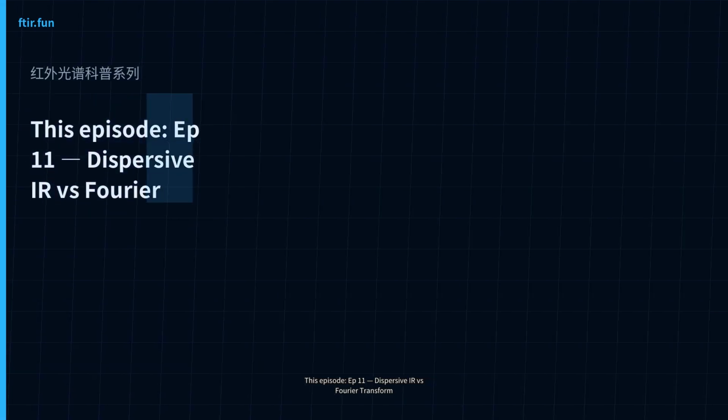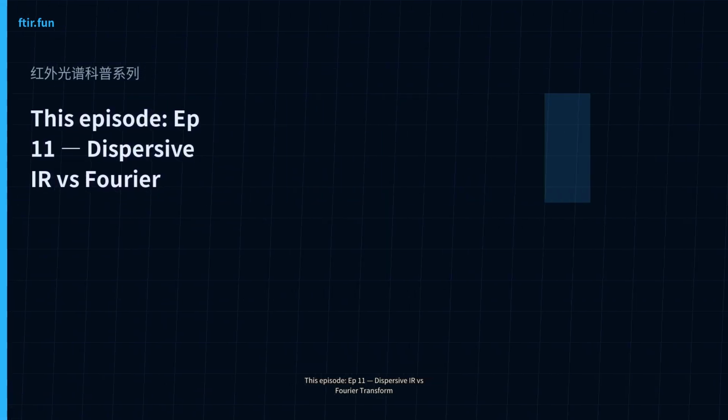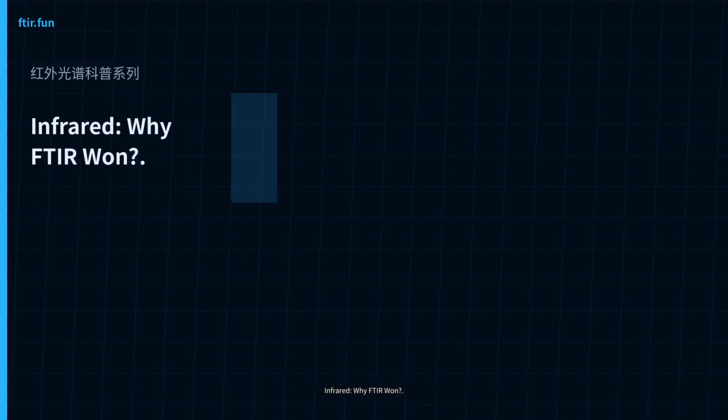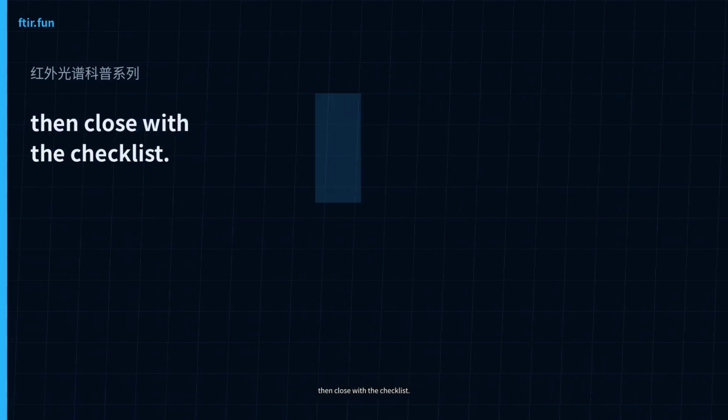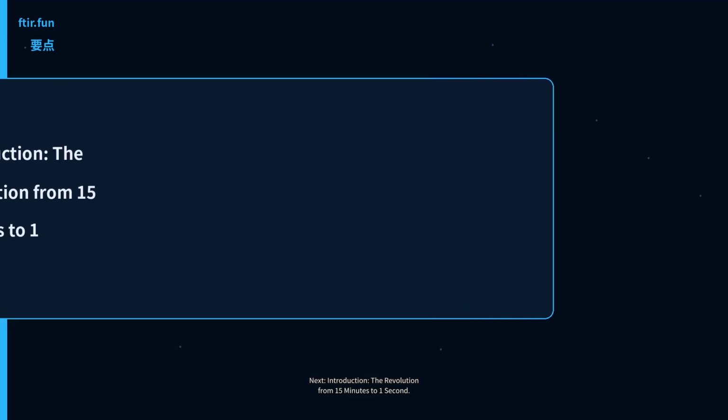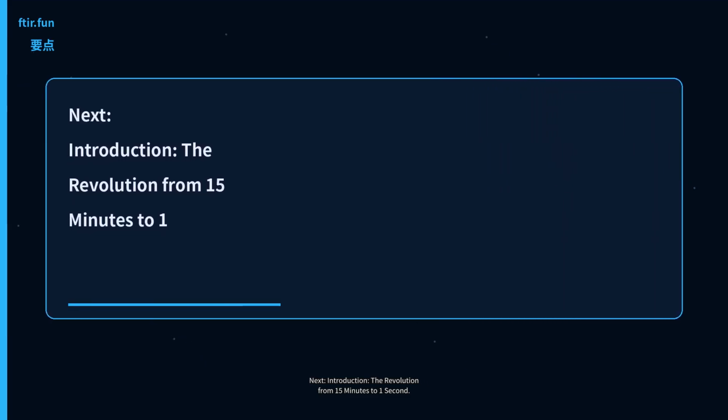This episode, Ep11: Dispersive IR vs Fourier Transform Infrared, why FTIR won. Then close with the checklist. Next, I. The revolution from 15 minutes to 1 second.